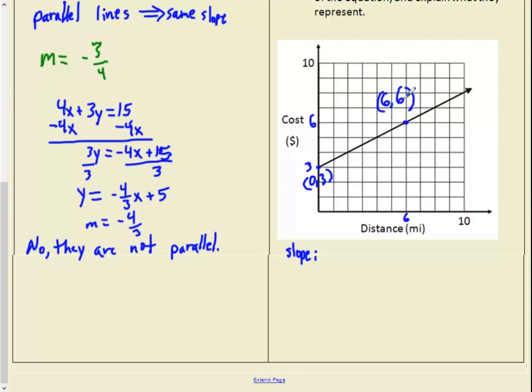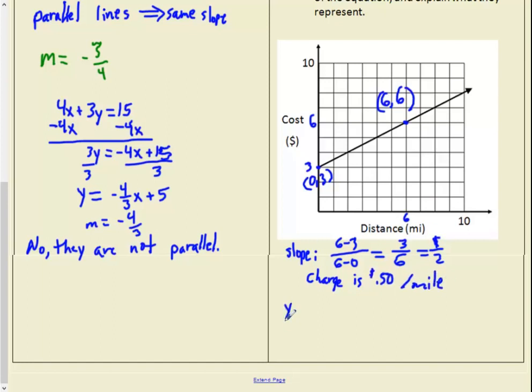So to determine the slope, we'll take 6 minus 3, the change in y, over the change in x, which is 6 minus 0, which is 3 over 6, which simplifies to 1/2. So here the idea of slope relates to rate of change. What that means is you get charged 50 cents, $1/2, so 50 cents per mile.